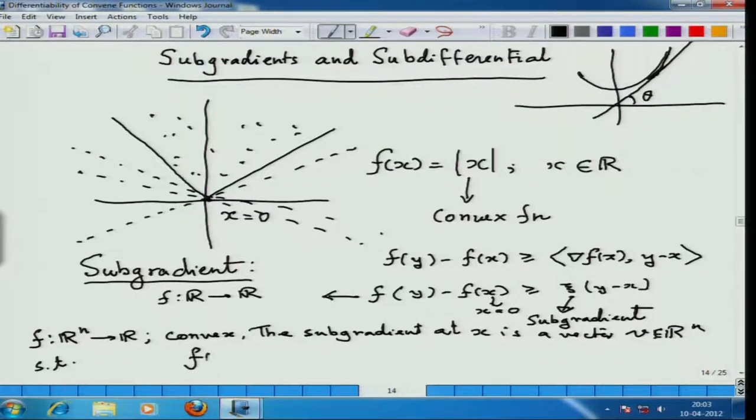f(y) minus f(x) is greater than or equal to v times (y minus x). And this should be true for all y in R^n. You observe that this fact what I am writing down is true for every pair x, y. So, if I fix my x equal to 0 here, then for every y this relation actually holds. So, this is actually true for all y in R.